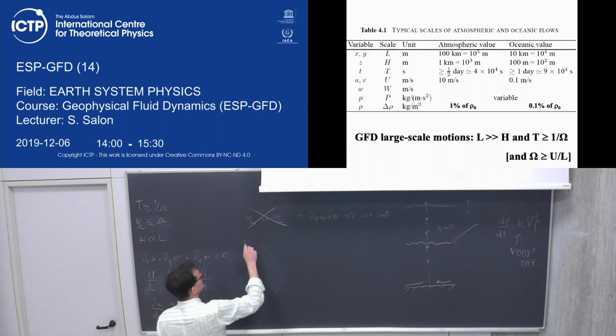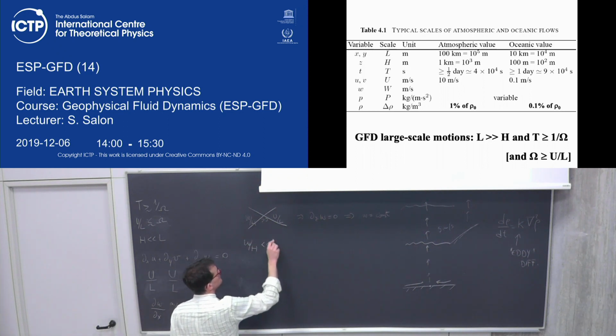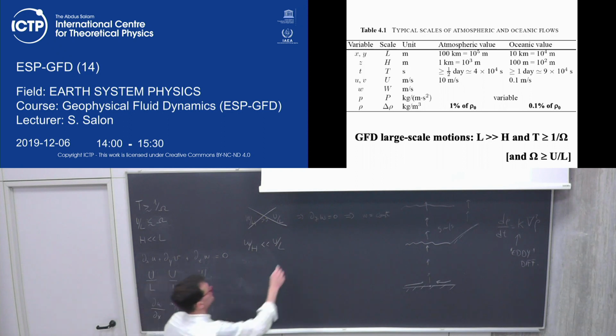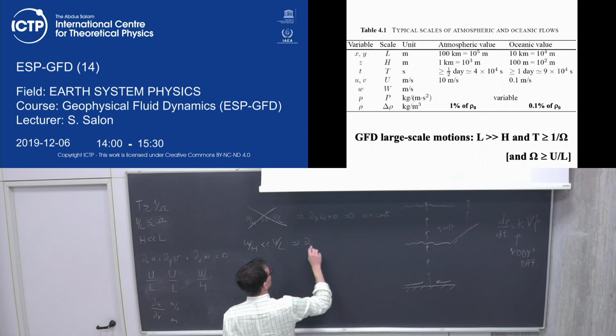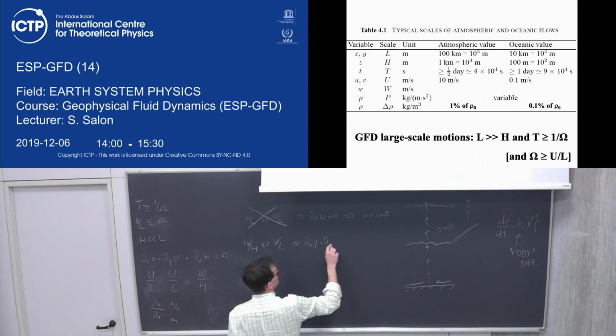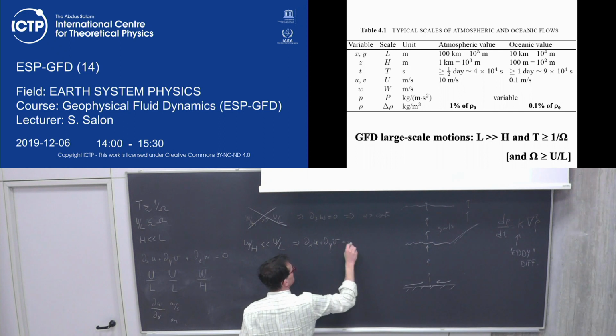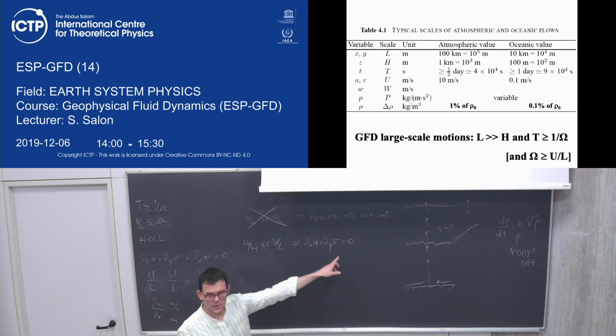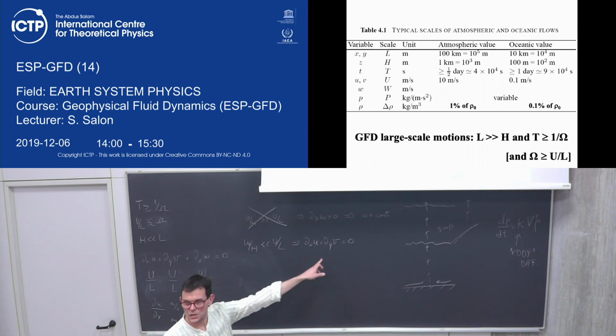We can have the opposite, so that this term here is much smaller than these two. So this means that we can neglect this with respect to the horizontal convergence. So is this possible? We are having a complete balance on the horizontal.